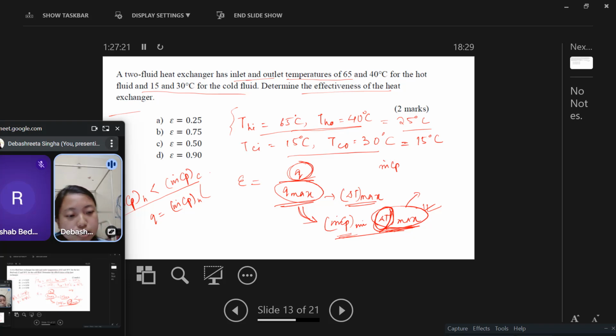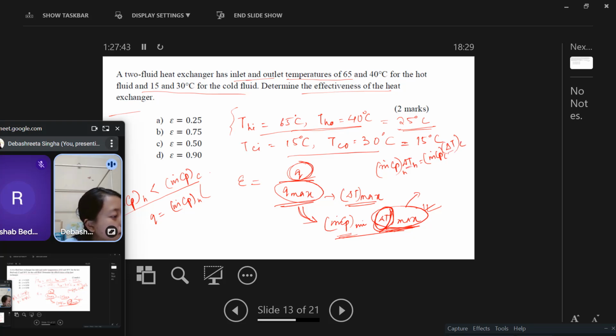So just now you have asked me, how do we understand MCP is minimum for hot or MCP is maximum for cold? How is it? Because we know that now this temperature difference, MCP delta T for hot, suppose this for hot, this equal to MCP delta T for cold, right?